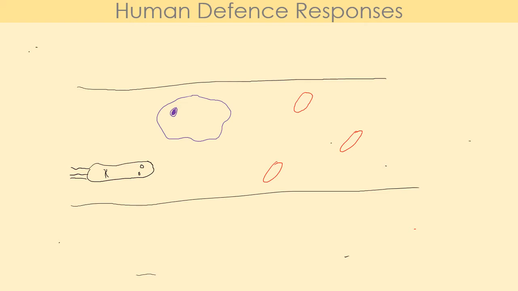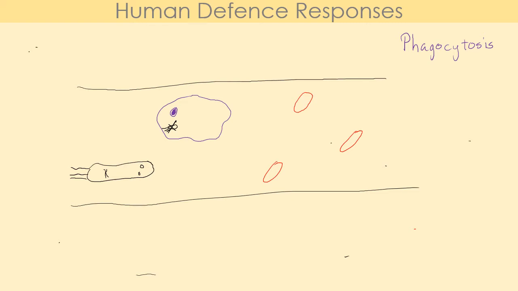The first way we have is phagocytosis. In phagocytosis they will engulf the pathogen. The pathogen will be engulfed and it gets broken down. Parts of the pathogen can then be reused within the body itself.